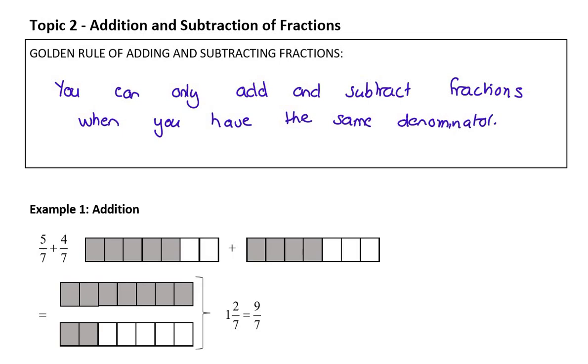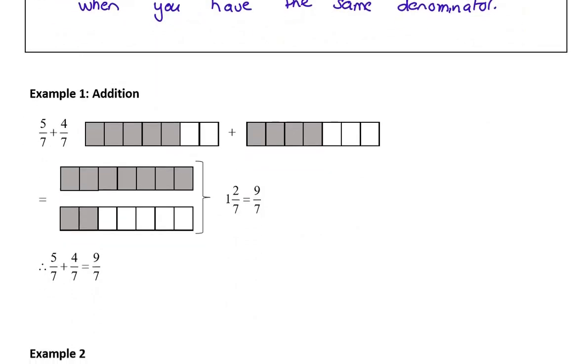If you don't have the same denominator, how are you going to add parts of a whole together? If you have, for example, a third plus a half, you're not adding the same size piece, and you can only add the pieces together to find out how many pieces you have if you're talking about the same size piece. So you can only add and subtract fractions when you have the same denominator. So let's look at a couple of examples.